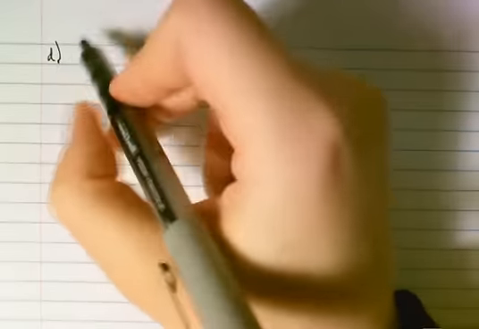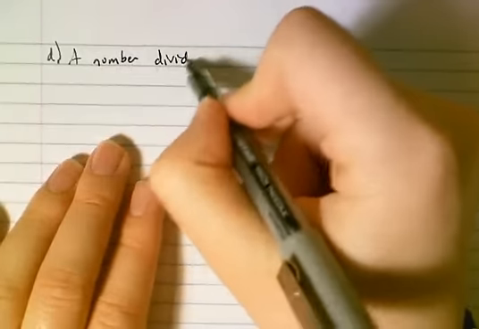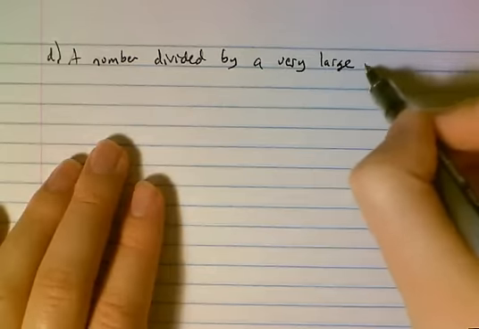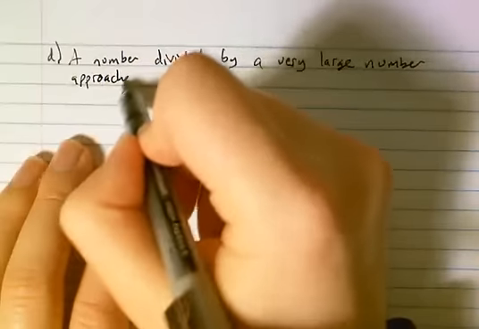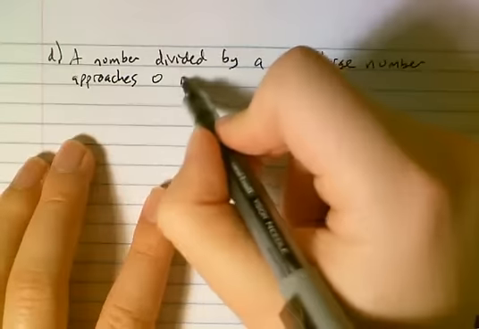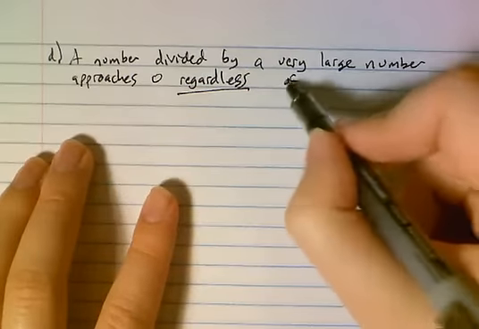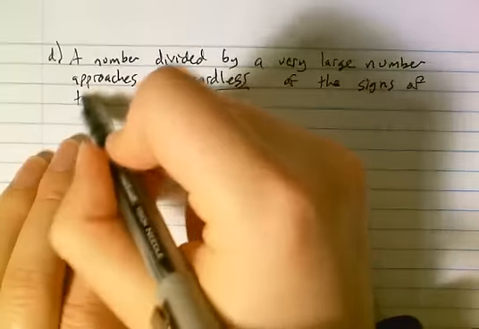And then our final one is the really critical piece for the rest of this. A number divided by a very large number approaches 0 regardless of the signs of the numbers.